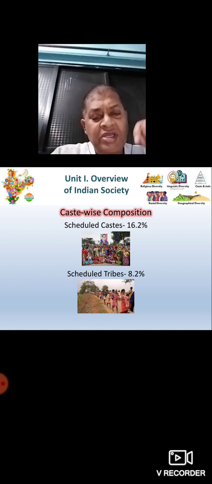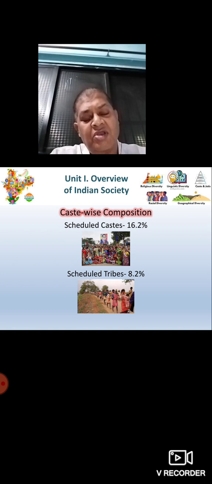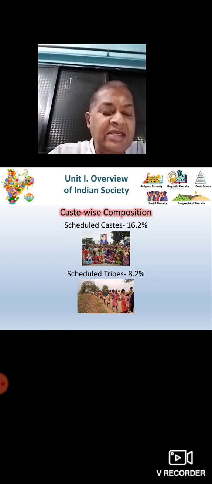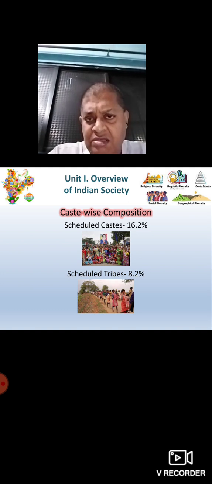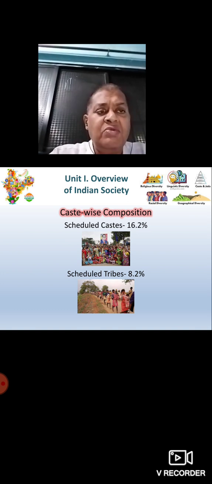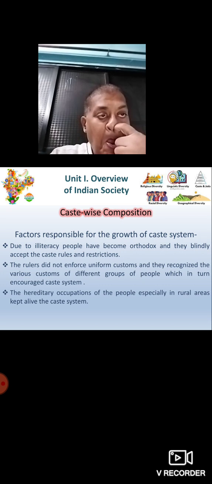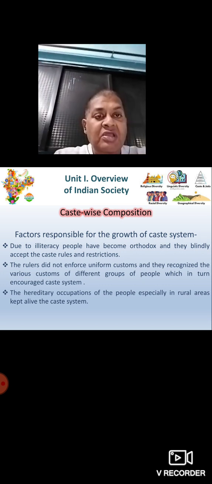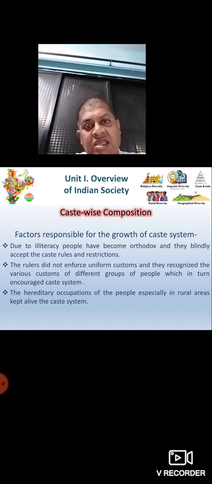The point is, these figures are according to the 2011 census, because the 2021 census did start, but it had to stop midway because of the coronavirus. It was never completed. So maybe these figures have changed, maybe slightly. But otherwise, we go by the 2011 census, which gives us these figures. Now, this caste-wise composition, what are the factors responsible for the growth of the caste system in the Indian society?